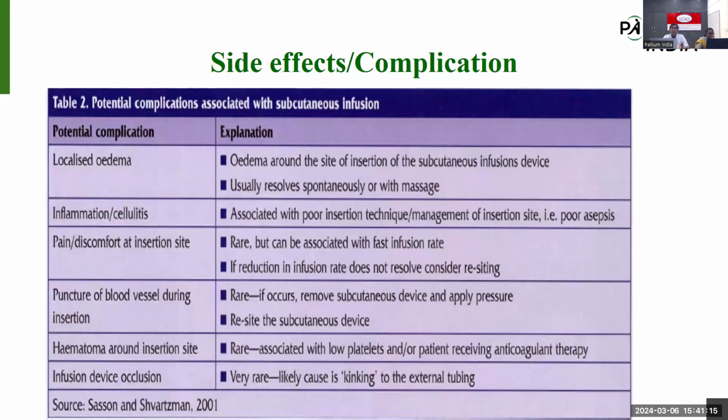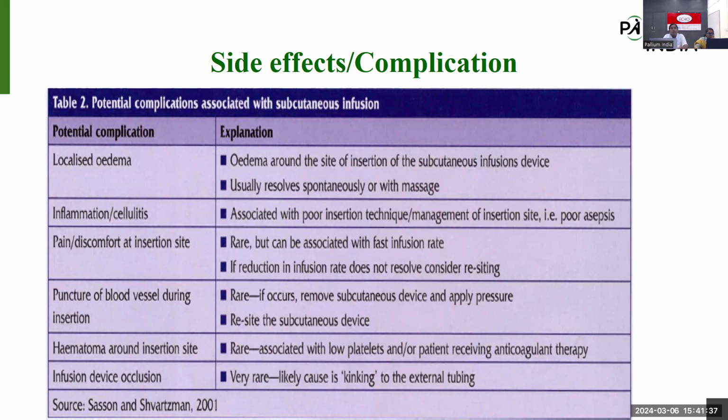I already said localized edema is due to over administration, or if the drip rate is more than 20 drops per minute, there is a chance of development of localized edema. If we are noticing localized edema at that area, we can advise them to give a gentle massage on that area. It will dissolve.